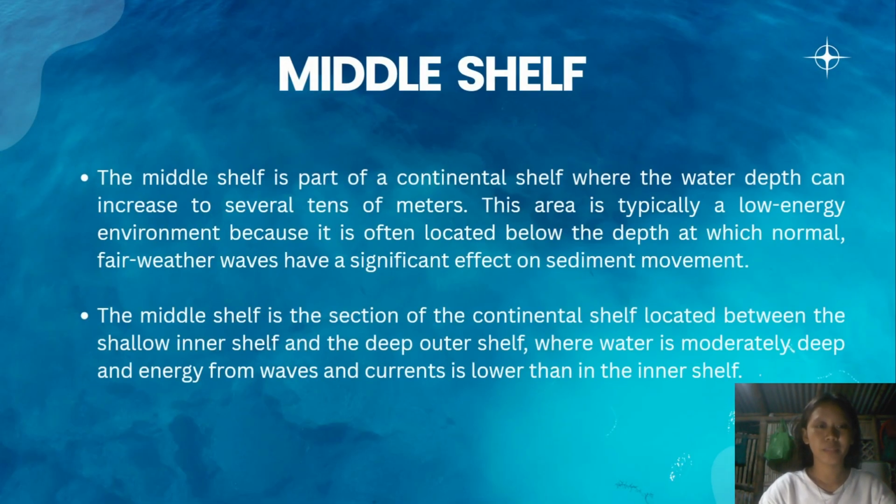Middle shelf. The middle shelf is the part of the continental shelf where the water depth can increase by several tens of meters. This area is typically a low-energy environment because it is often located below the depth at which normal, fair-weather waves have a significant effect on sediment movement. The middle shelf is the section of the continental shelf located between the shallow inner shelf and the deep outer shelf, where water is moderately deep and energy from waves and currents is lower than on the inner shelf.